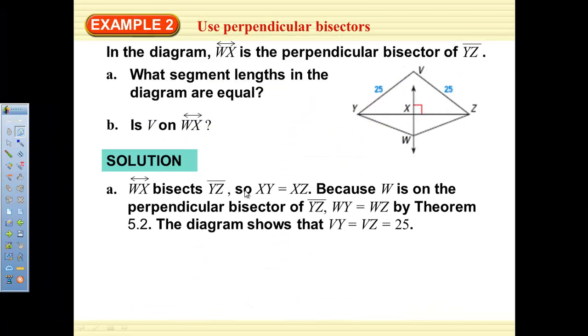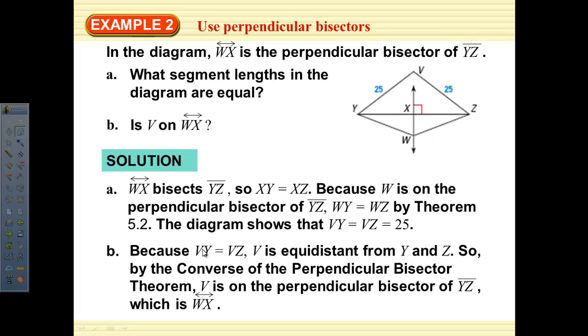And again, we know the perpendicular bisector cuts the segment in half, so XY and XZ are congruent. W is on the perpendicular bisector, so WY and WZ are congruent. And then, of course, it shows VY and VZ are equal. And for the second part, because VY and VZ are equal, V is equidistant from Y and Z, so therefore V has to be on the perpendicular bisector.